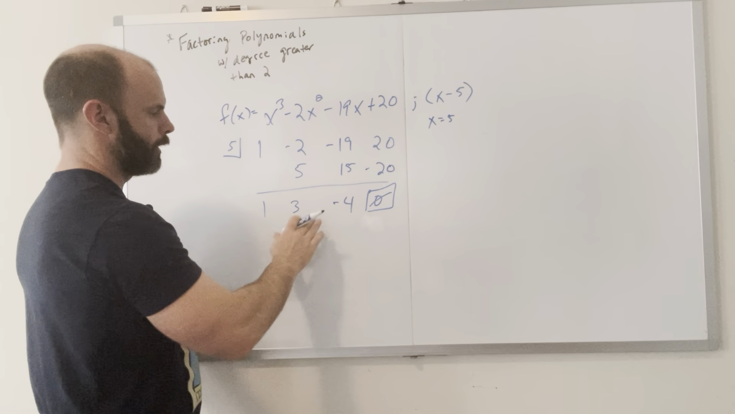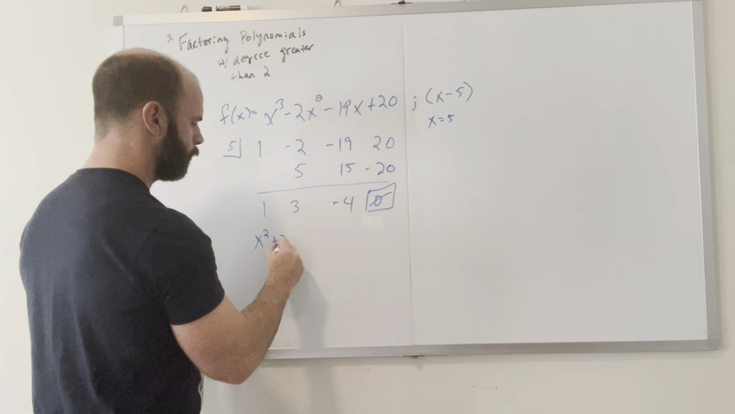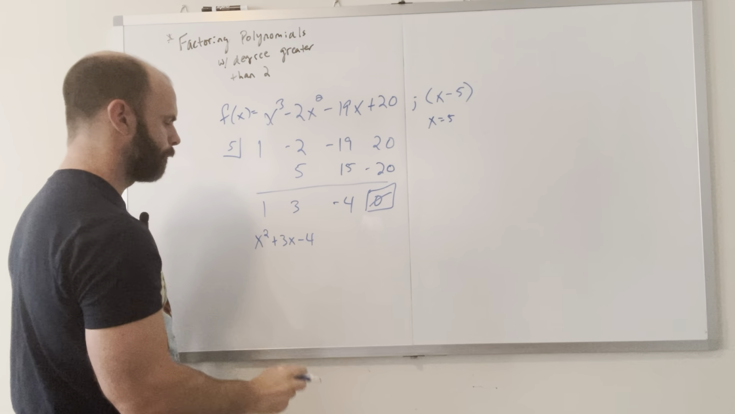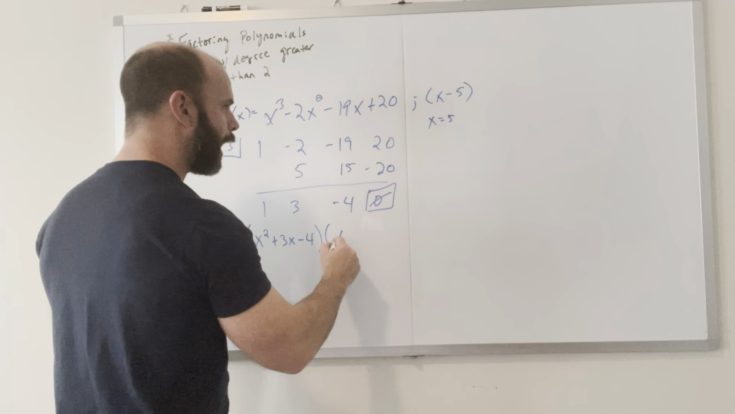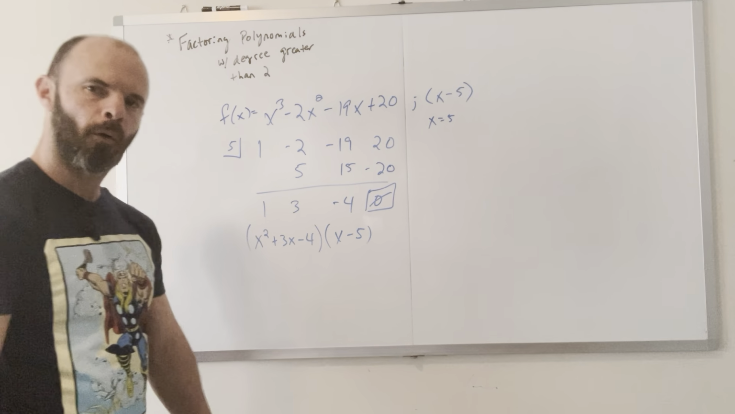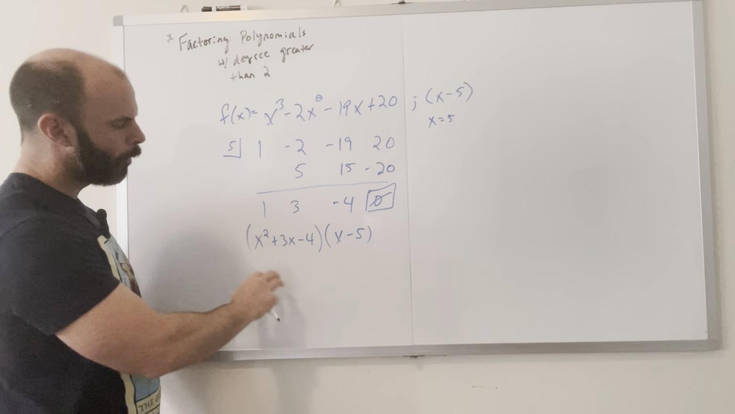Now, I need to rewrite this. So this is x squared plus 3x minus 4. That is my factored form now, right? So now I'm almost there.